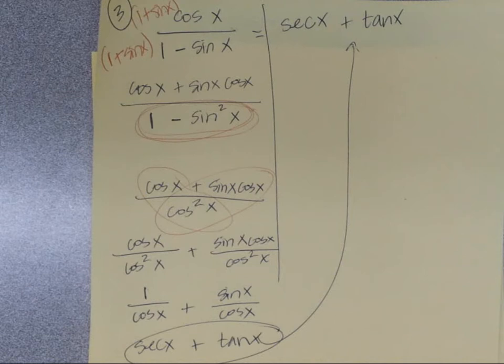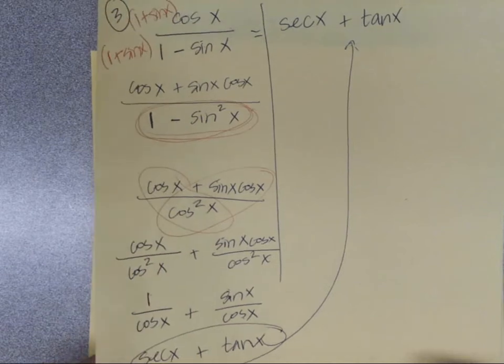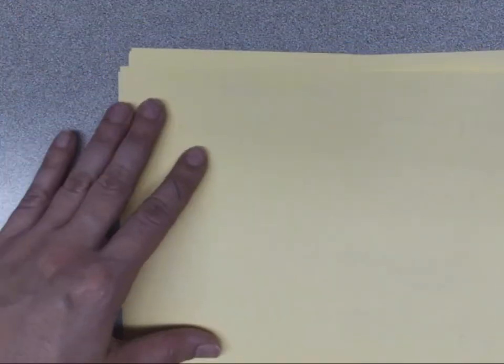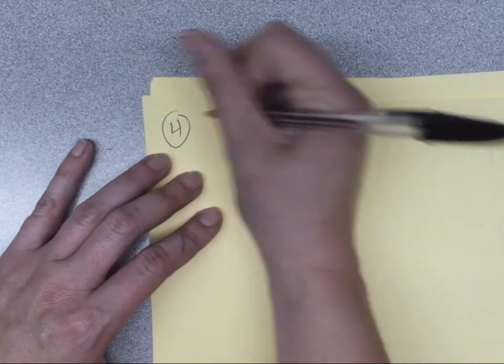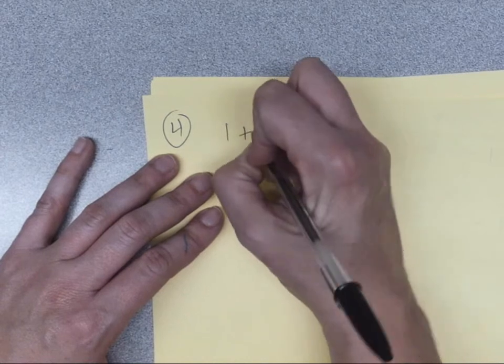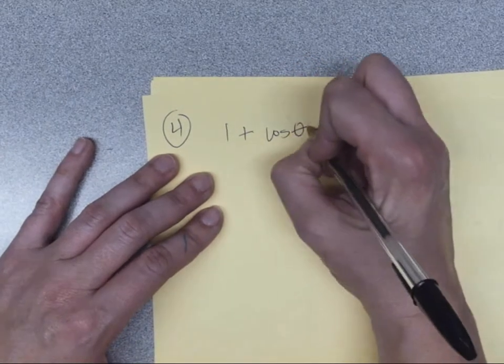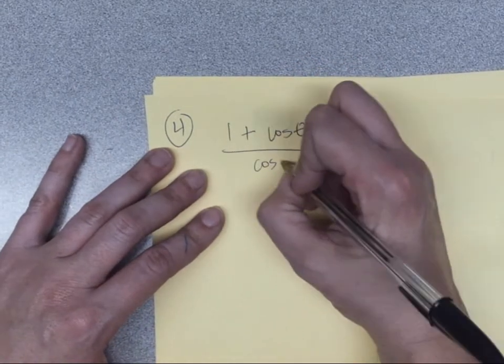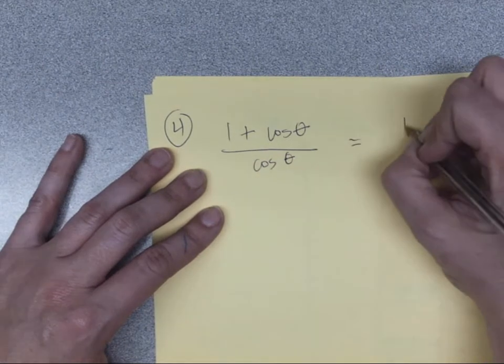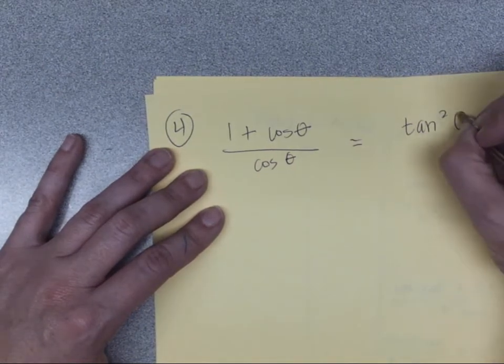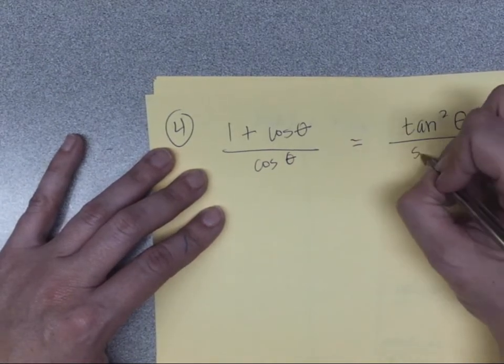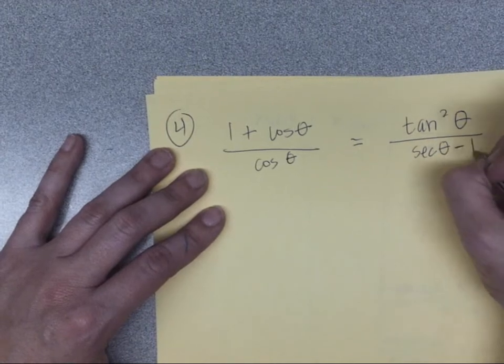I'm going to go ahead and do one like that. I think I said there was only 3 problems. I'm going to go ahead and do a 4th problem, just for a little bit extra for you. Okay, so if I had the problem (1 plus cosine theta) over cosine theta equals tangent squared theta over (secant theta minus 1).